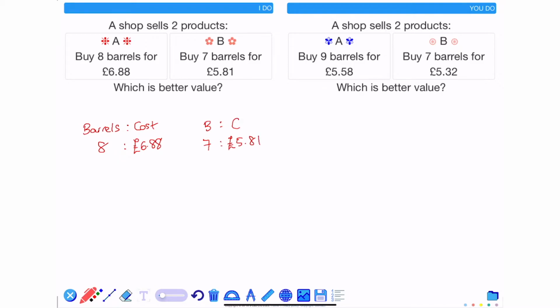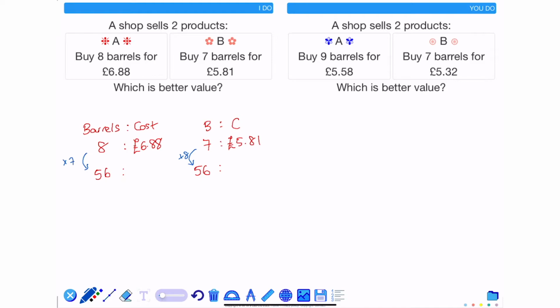In order to do this, I need a comparative value. What I could do is buy the same number of barrels from each shop and then decide which one has the best value. So for instance, if using this offer, I bought 56 barrels from shop A and 56 barrels from shop B, utilizing the offer 7 times at shop A and 8 times at shop B, this would then give me a comparative value.